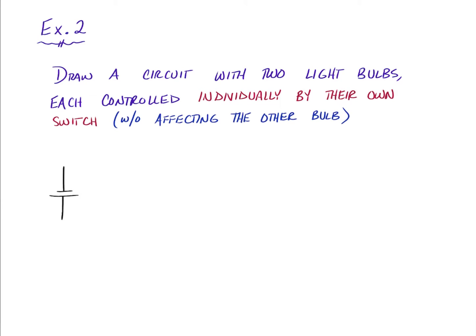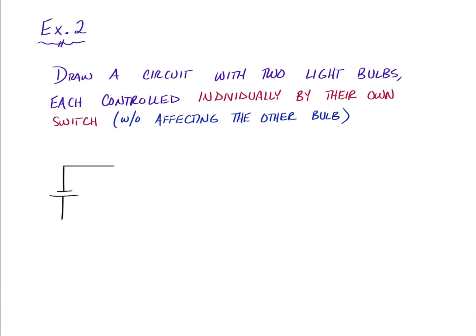So as always, we're going to start with a battery. We're going to add some wire. Now, anytime you see individually, unaffecting the other element, something along those lines, that's a dead giveaway that whatever you're referring to, a light bulb, a regular resistor, it has to be on its own pathway.